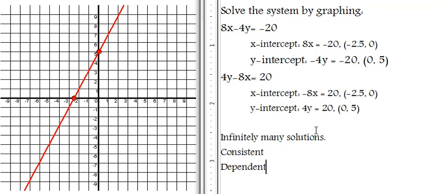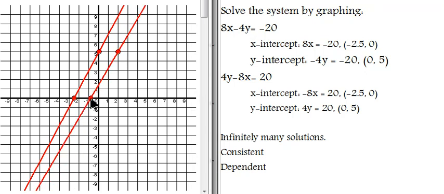Now occasionally you'll get problems like this where the lines are parallel, they don't cross. In the case that you graph two lines and they were parallel, I'll just suppose I graph a line and it looks like this with the other one. They're parallel, they never cross. No solution, and independent and inconsistent because there's no solution.